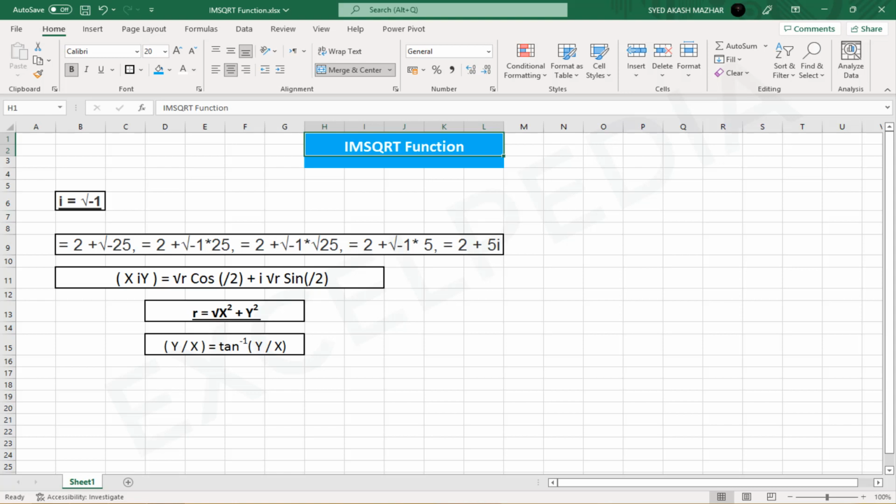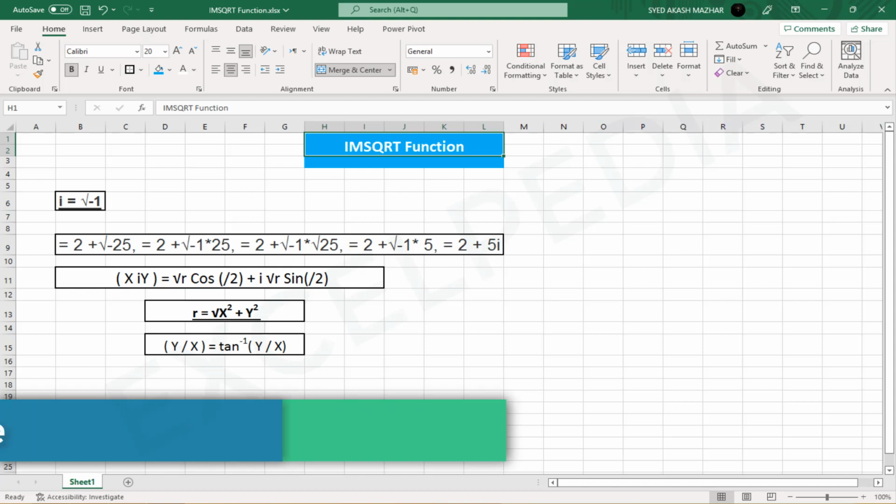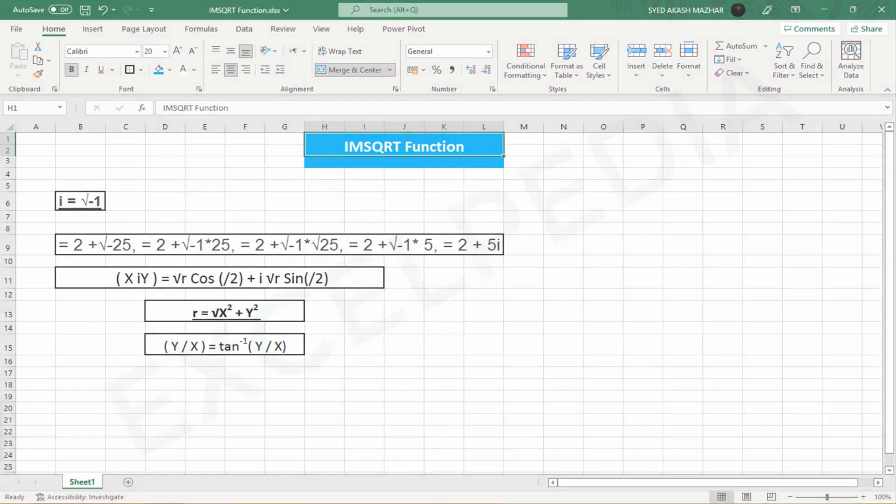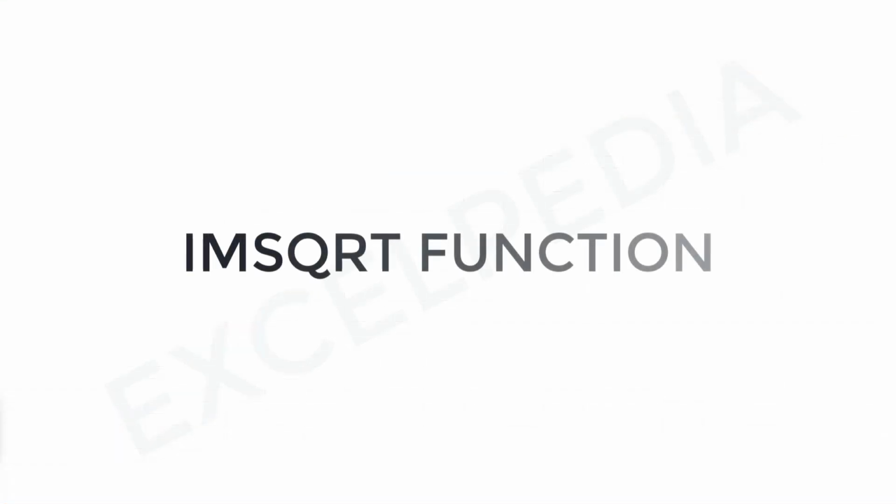In this video, I will explain another Microsoft Excel function which surely will help you while you work. So don't miss any part of this video as it will be skillful for you. Let's begin. This video will show you how to utilize the IMSQRT function in Excel.